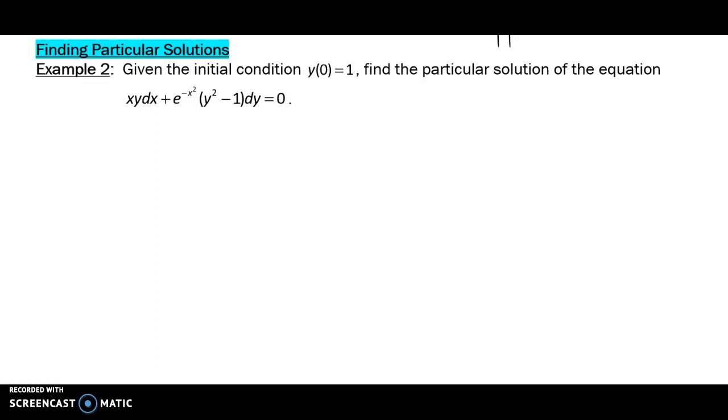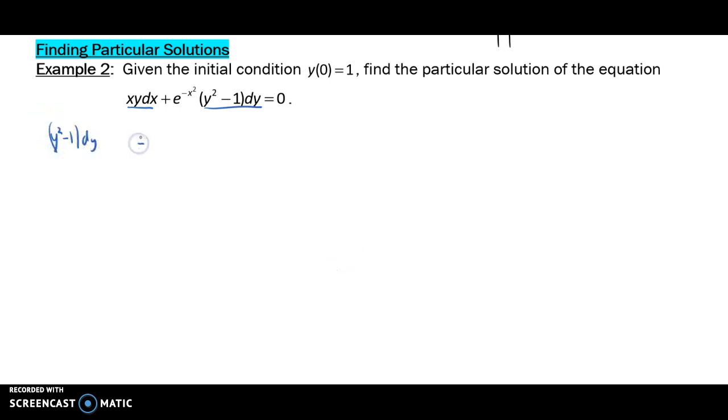We have another differential equation that we're trying to find the particular solution for. There's a dx, there's a dy. We want to get those to opposite sides. So I'm going to move all the x stuff to the right, keep all the y stuff on the left. Y squared minus 1 dy is already there.